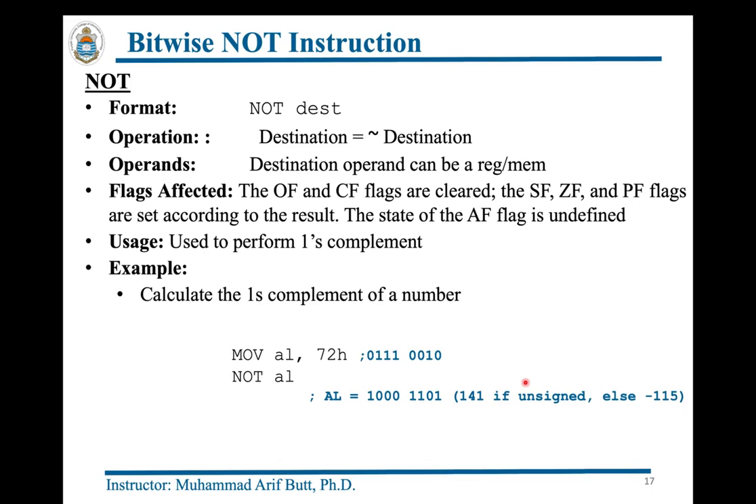Okay, so now let's talk about the NOT operation. This NOT operation is a single operand instruction and performs a bitwise NOT operation on all the bits of its only operand, and then stores the result in the same operand. This only operand can be a register or memory location. From the example code, the usage of the NOT operation is apparent: it is used to perform a ones complement of a number. So you get the ones complement of a number over here.